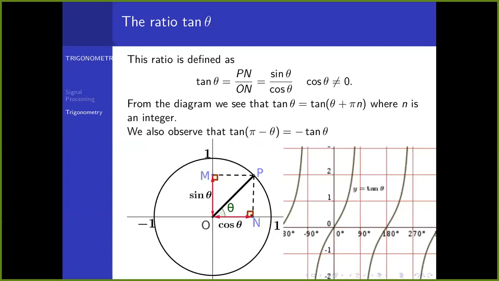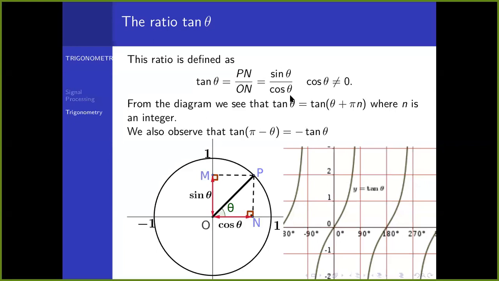So then the other ratio that we have not defined using the unit circle is the tangent, and it's simply the sine of theta divided by the cosine of theta. If you work it out as PN over ON, since PN is the sine of theta and ON is the cosine of theta, that's what we get. Remember, the tangent is obtained as the opposite over the adjacent, so the tan of theta will be the opposite, which is PN, divided by the adjacent, which is ON.